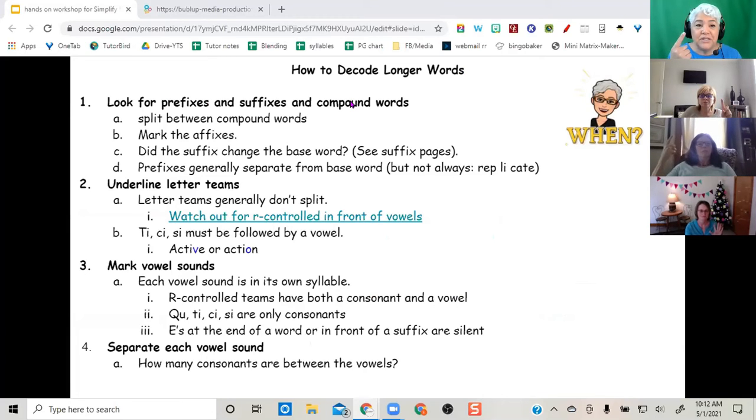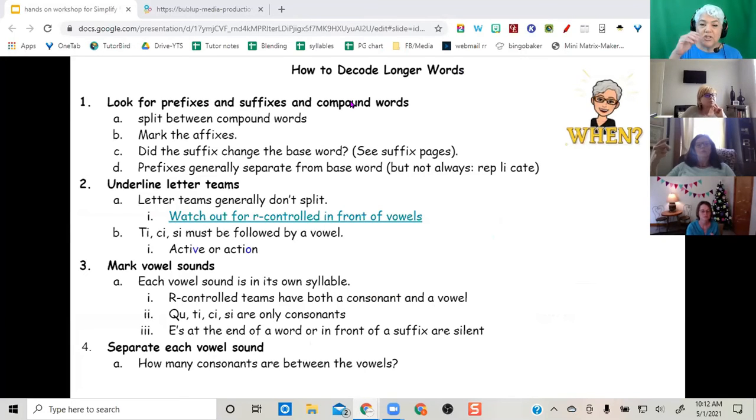So my K to 2 students, I would say look for compound words, prefixes, and suffixes, because even in first grade, they are learning those inflectional suffixes, the S, the ES, the ED, the ING, the ER, right? Even in first grade. Second grade, they're adding more onto that. So look for compound words, prefixes, and suffixes.